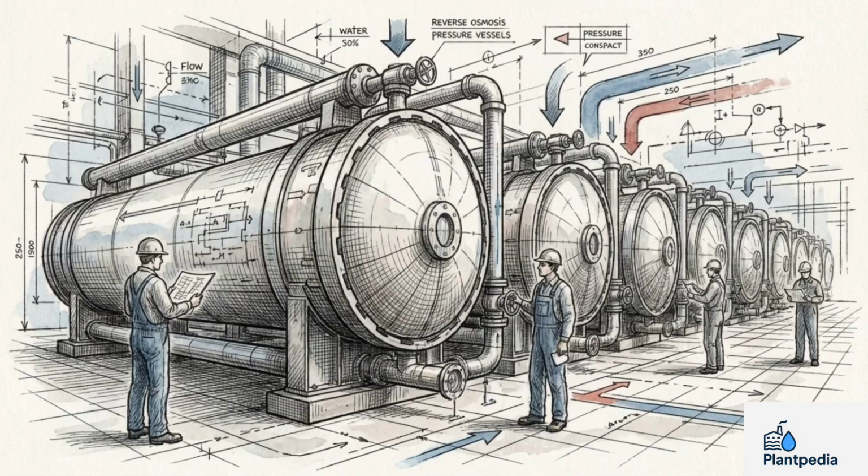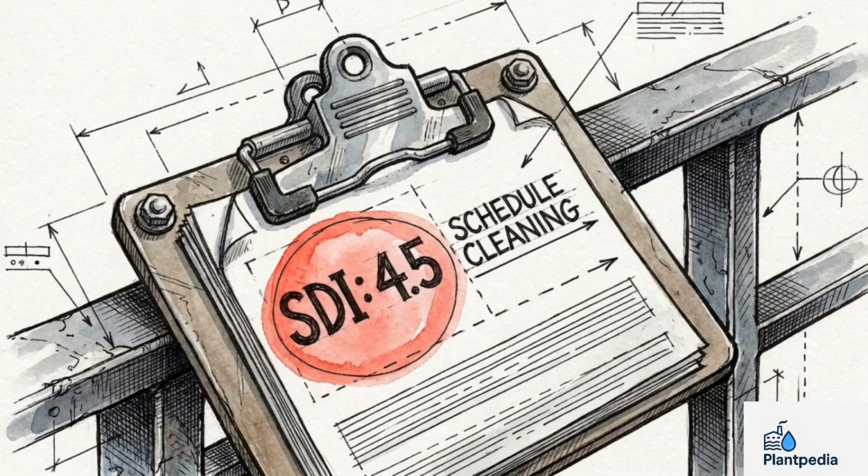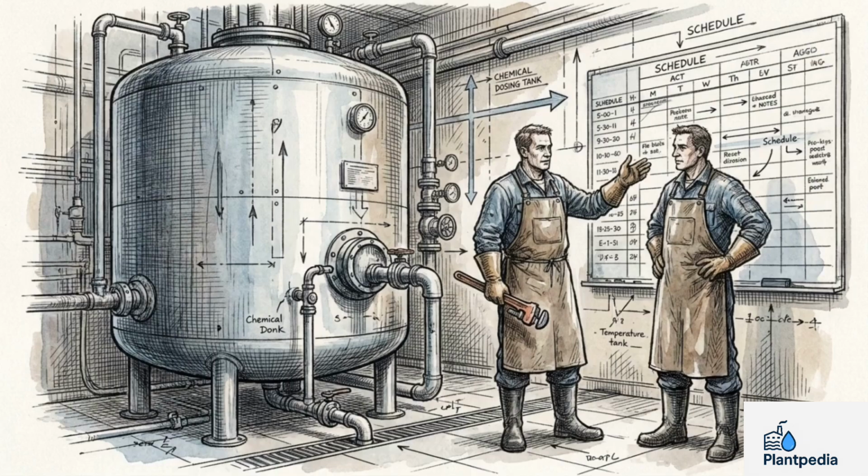There is a persistent assumption on the plant floor regarding this metric. Operators often view an elevated SDI reading of 4 or 5 as a universal inconvenience, a sign that they will simply have to run cleaning cycles more frequently, regardless of the plant they are operating.